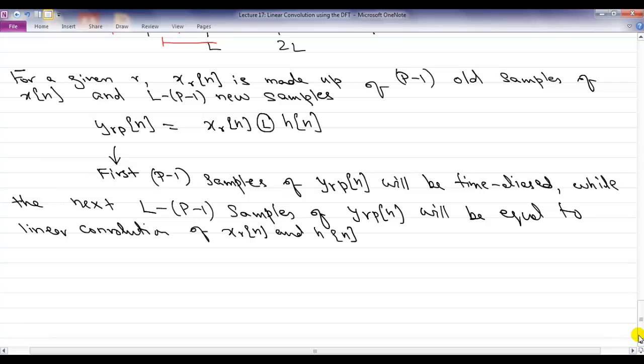Because I have thrown away some samples, I now have to recompute my linear convolution, which means I need to keep track of up to what point I have computed it. I have computed it up to P minus 1 samples behind where I reached at my input level. So that's why I always go back P minus 1 samples, redo the circular convolution, throw away the first P minus 1 samples, output the next L minus P minus 1 samples, and then repeat this process.